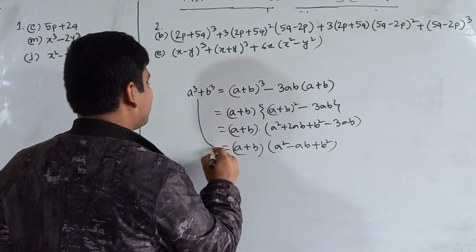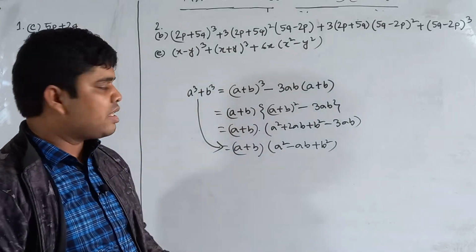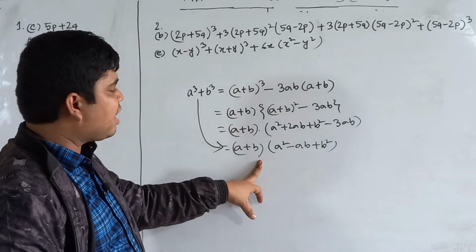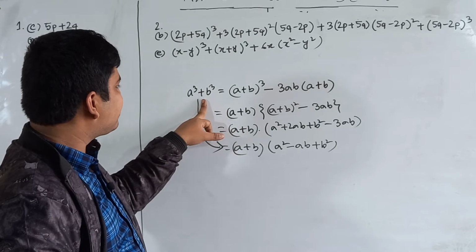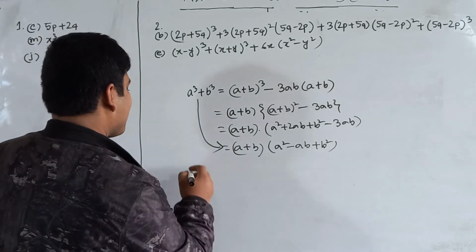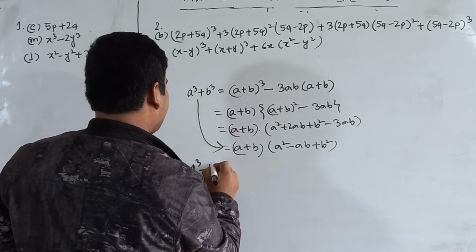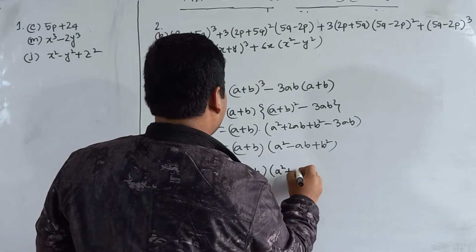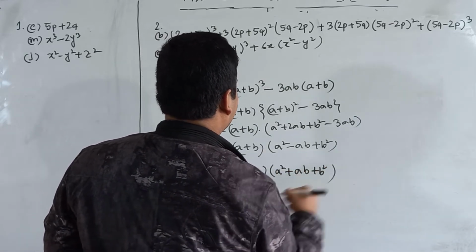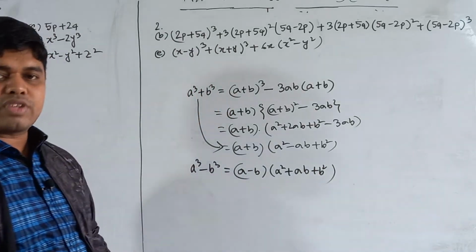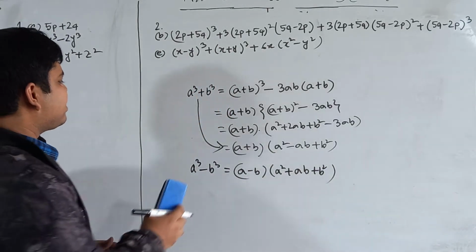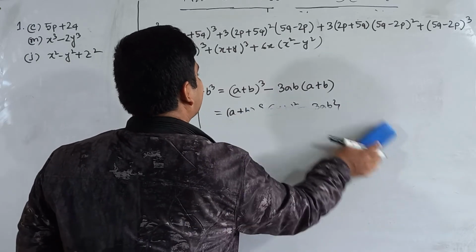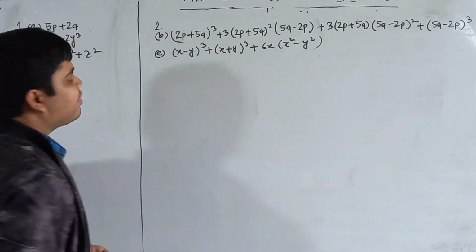So this is the formula of a cube plus b cube. When we want to find out factors, then we use this formula. I repeat, when you want to find out factors, then we use this formula. Another one is a cube minus b cube, similarly a minus b into a square plus ab plus b square. I hope you have understood. Now my dear student, we shall solve some problems from your exercise.